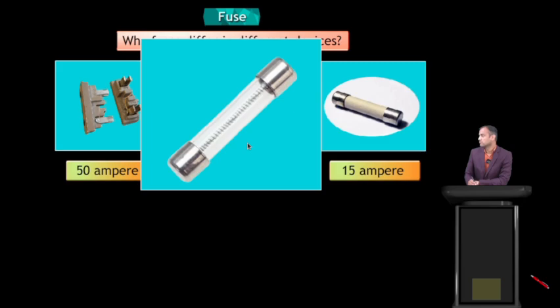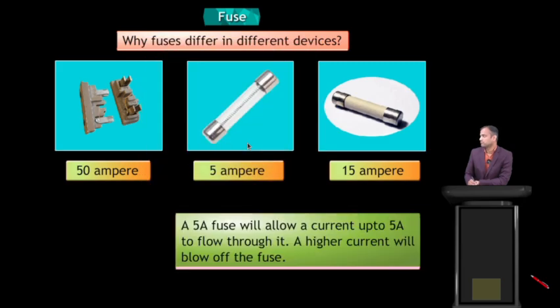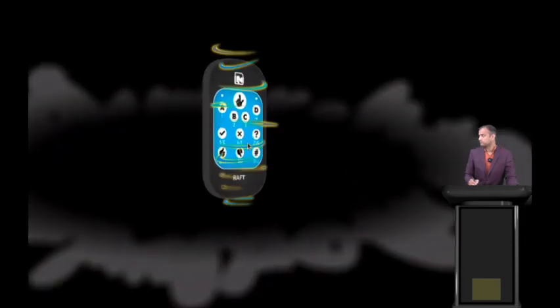So this is a fuse of 5 ampere. A 5 ampere fuse will allow a current up to 5 ampere. If any appliance needs only a current below 5 ampere, this fuse will be used there. So a 5 ampere fuse will allow a current up to 5 ampere to flow through it. A higher current will blow off the fuse. So this is the difference.